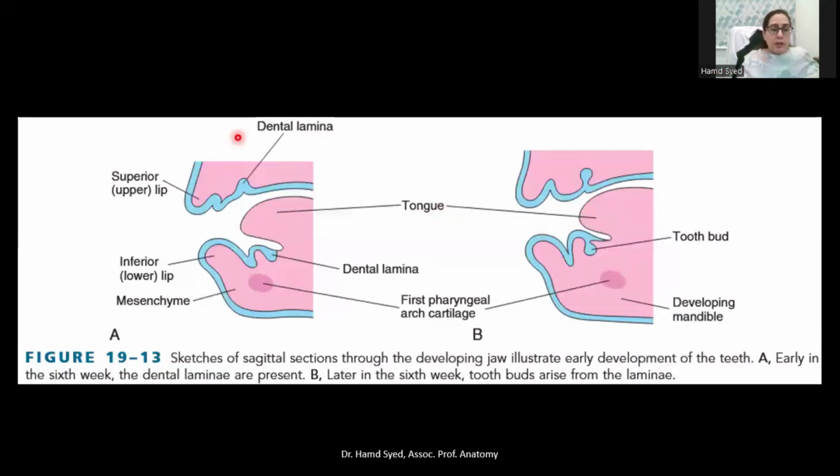So here is a sagittal section of the early stages of face formation. This is in the intrauterine life. In diagram A, you can see it is in the 6th week when this thickened oral epithelium has become prominent, and it is known as the dental lamina. So this is the dental lamina for the upper lip and upper jaw, and this is the dental lamina for the lower jaw. And now later in the 6th week, you can see that the tooth buds are going to arise from the dental lamina.